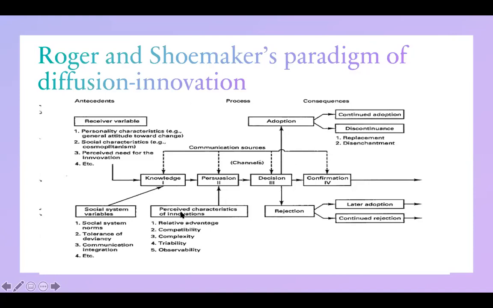Then there are the perceived characteristics of innovations. Whenever a person thinks about an innovation, they have to consider its advantage, compatibility, complexity, triability, which means, can I try it first before I really make a decision? And observability. If your friend has the product and you see him using it and having a really good experience with it, of course it will make up your mind: well, my friend has had a good experience, maybe I should get it too.